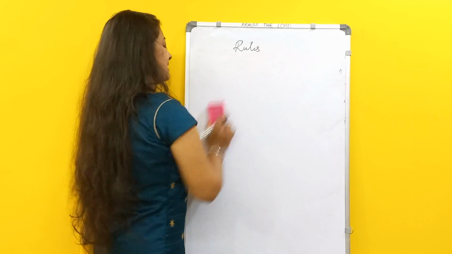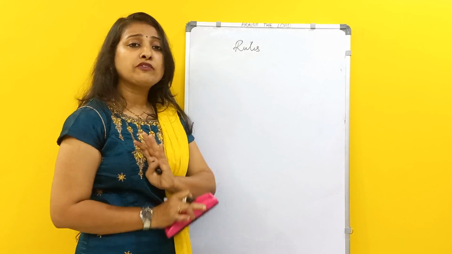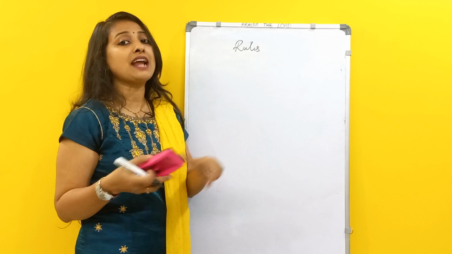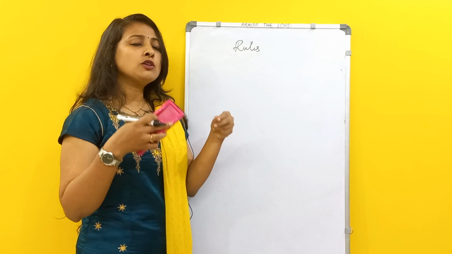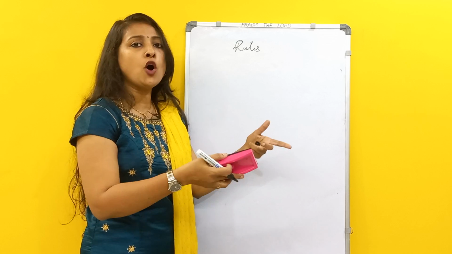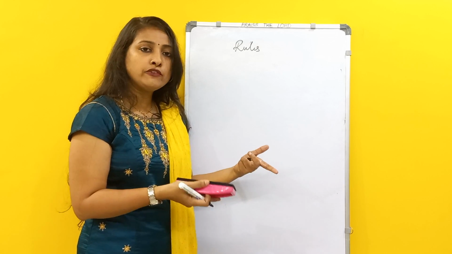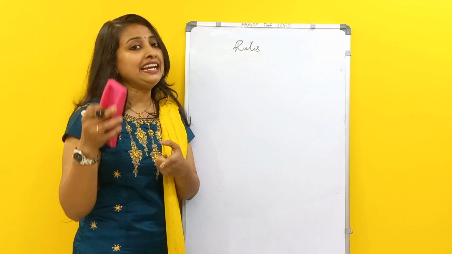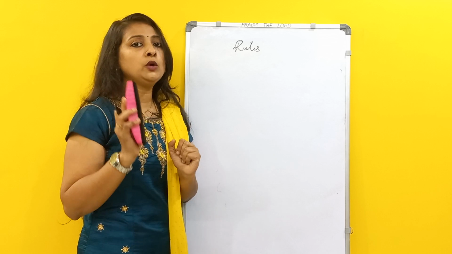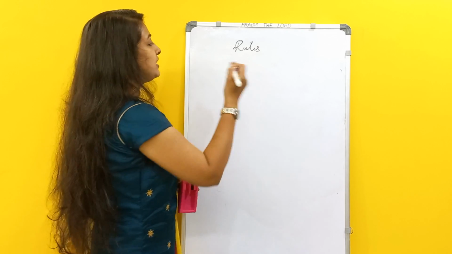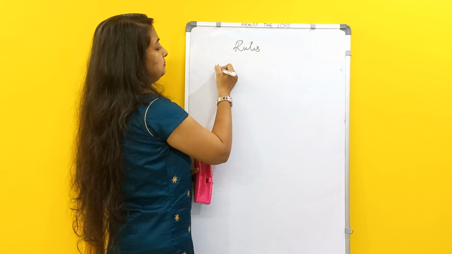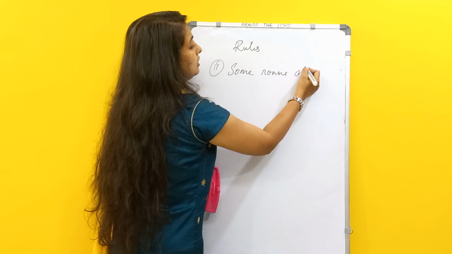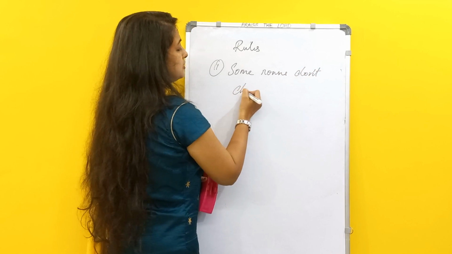Now, some nouns are in such a way that they don't change their form at all. Some nouns don't change their form. They will be the same both for singular and plural. That means some nouns will always be seen in the singular form, but the plural is also singular only. Some nouns should always be taken in plural only, but the singular is also plural. Right? Like for example, some nouns don't change their form.